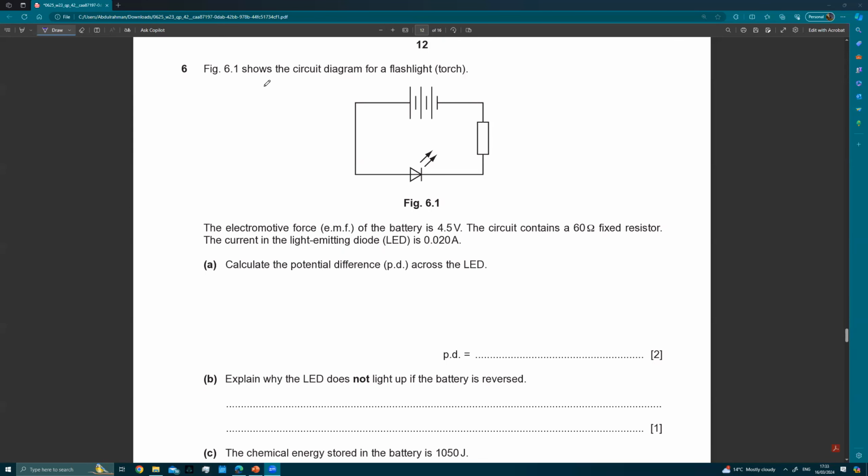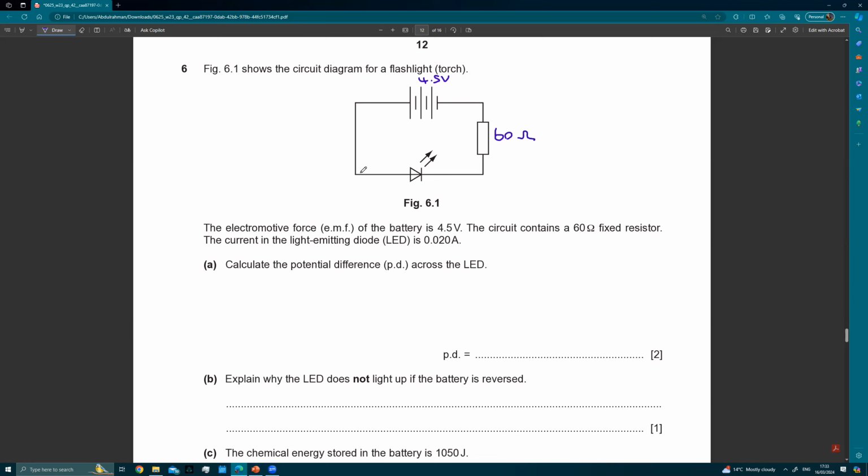Figure shows circuit diagram for a flashlight. The EMF of the battery is 4.5. So your battery has an EMF of 4.5 volts. The circuit contains a 60 ohm fixed resistor. So this resistor has 60 ohms.